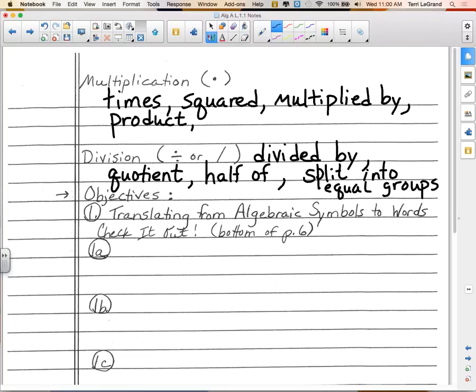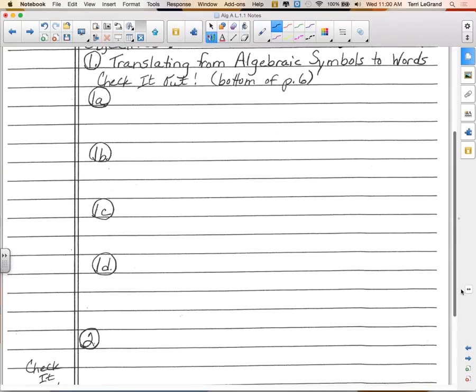Okay. Let's go to the bottom of page 6. Go to the bottom of page 6 in your books. Now we're going to practice so that you know how to do some of this in your homework. Okay?